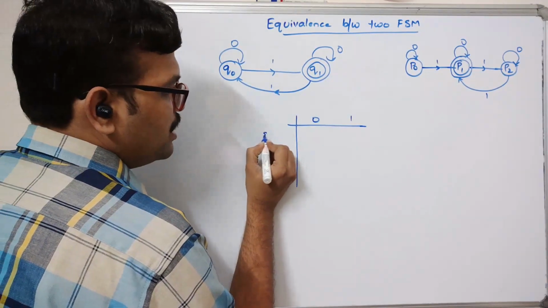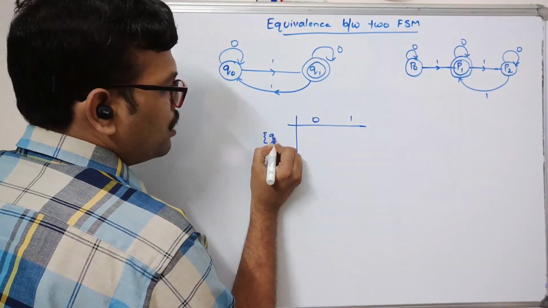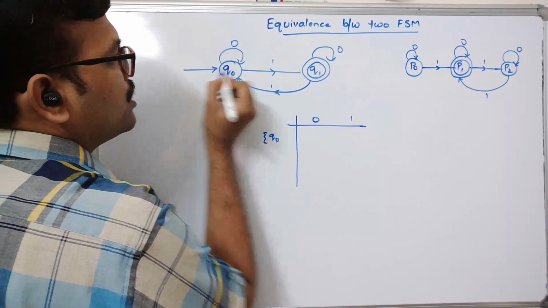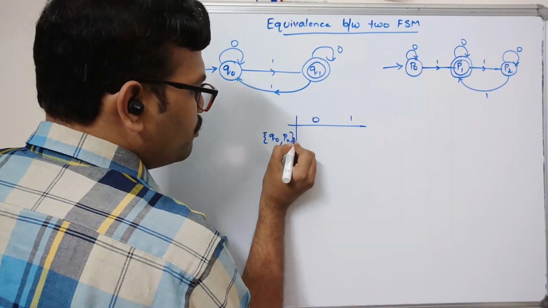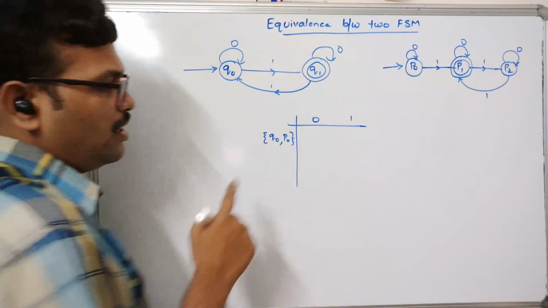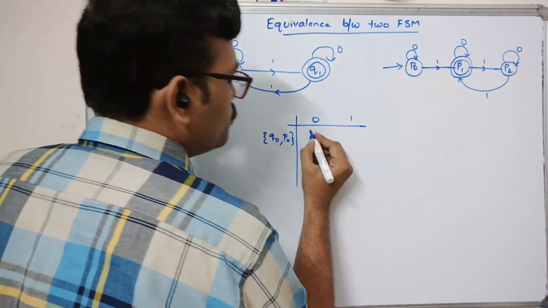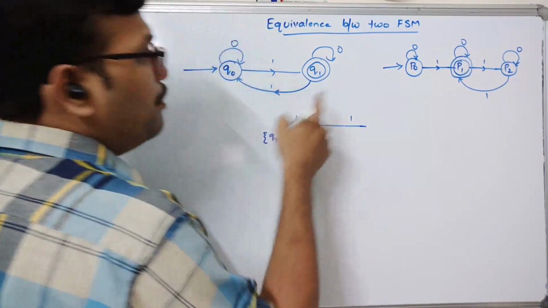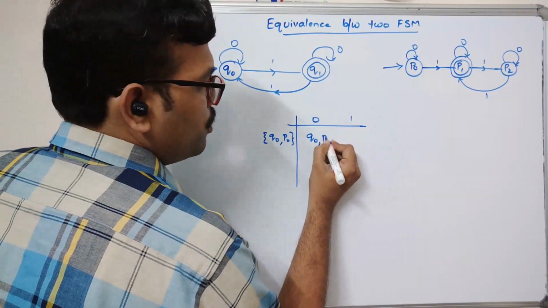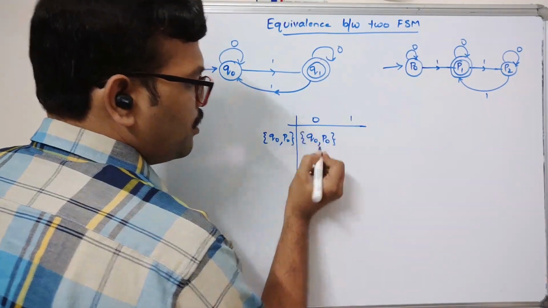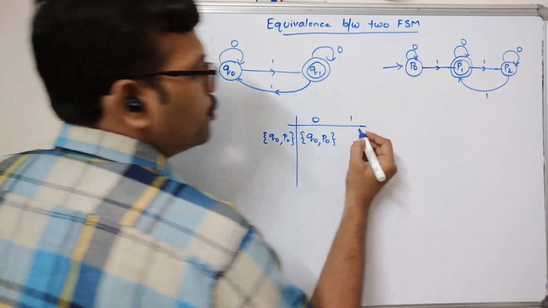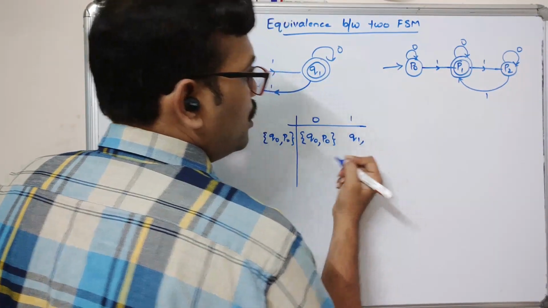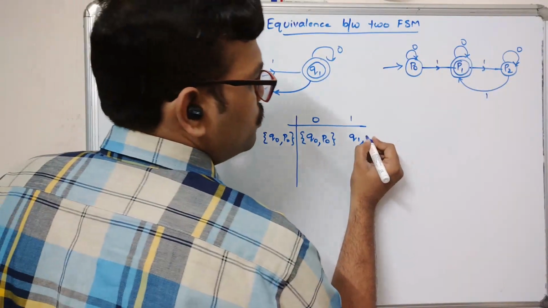What are the initial states here? Here it is Q0. This is the initial state and this is the initial state, comma P0. So this forms one state. Q0 upon 0 moves to Q0 itself, and P0 upon 0 moves to P0 itself. So the same state. Coming to the 1, Q0 on 1 moves to Q1, P0 on 1 moves to P1.